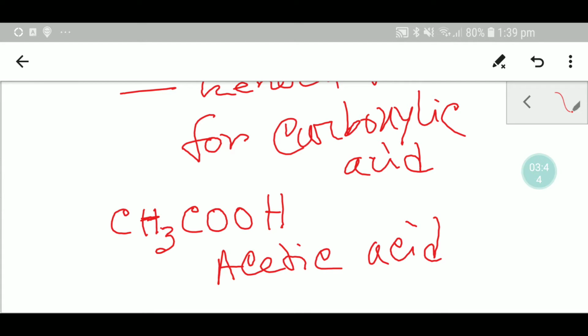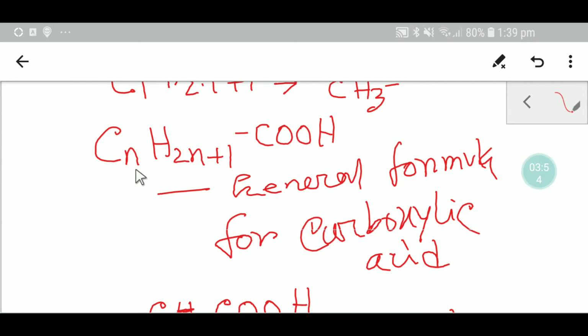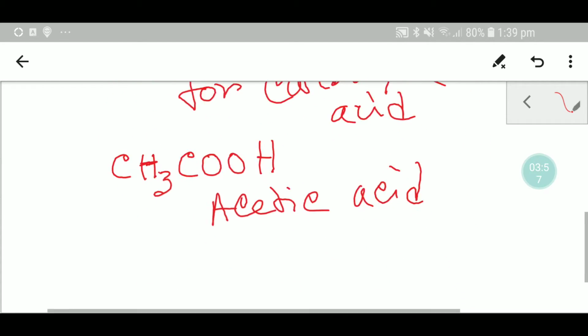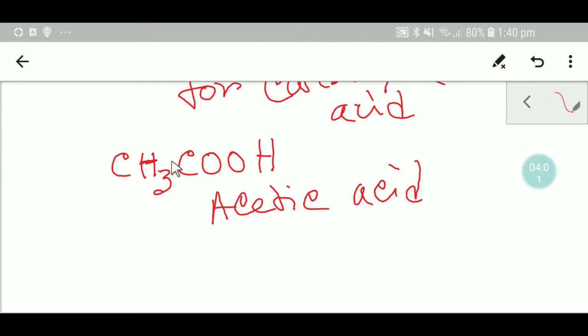Look here, this carboxylic group is common, we just have a variation in alkyl group CH3. So if you put here 1, then you are getting 1 carbon and 3 hydrogen. So this is acetic acid. This is the molecular formula or chemical formula. There are multiple ways to write the chemical formula or molecular formula of acetic acid. So I can write this like this: C2H4O2. So this is the molecular formula or chemical formula.